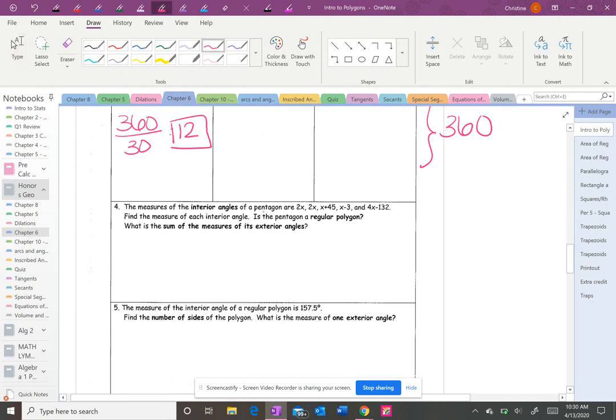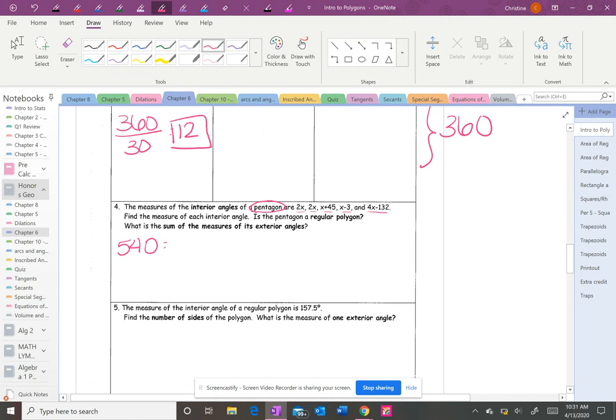Okay, first thing it's telling you is that it's a pentagon. You will start to remember the numbers, but if you don't, do the formula. If not, a pentagon is 540. So it's telling you that the measures on the inside of the pentagon are these 5 expressions.